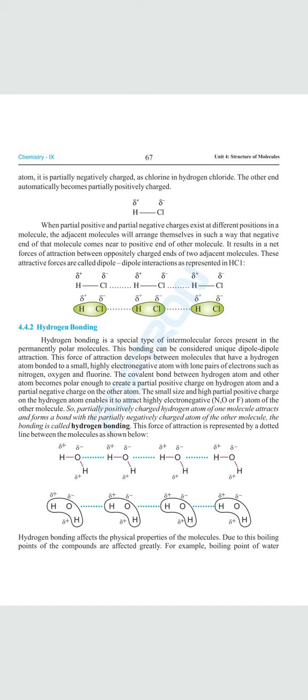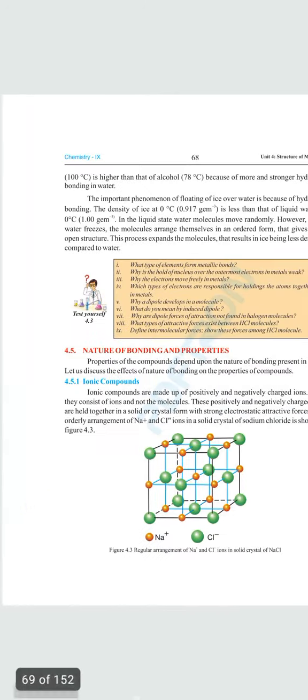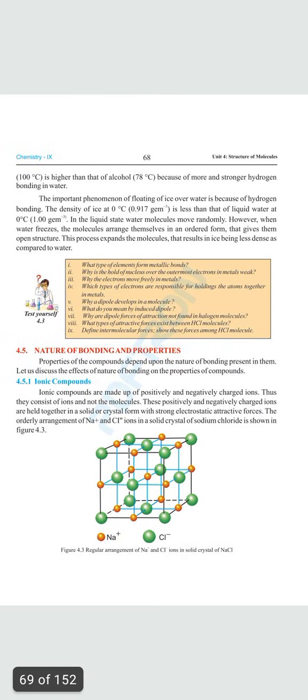Hydrogen bonding affects the physical properties of molecules. Due to this, the boiling points of compounds are greatly affected. For example, the boiling point of water, 100 Celsius, is higher than that of alcohol because of more and stronger hydrogen bonding in water.